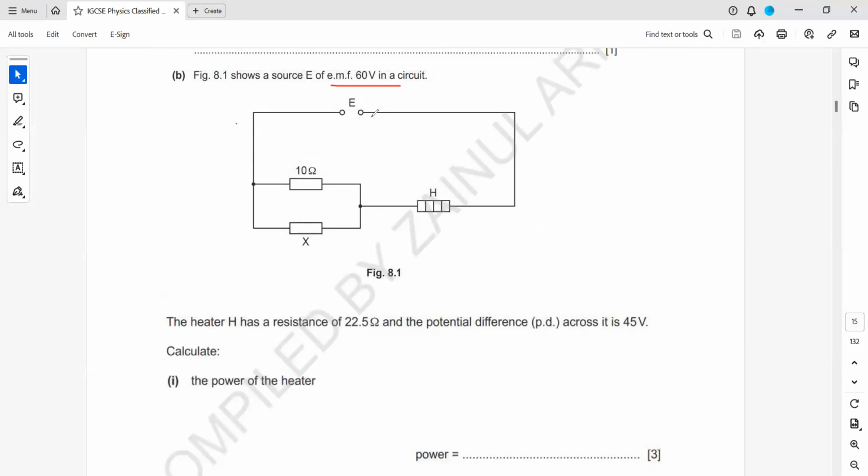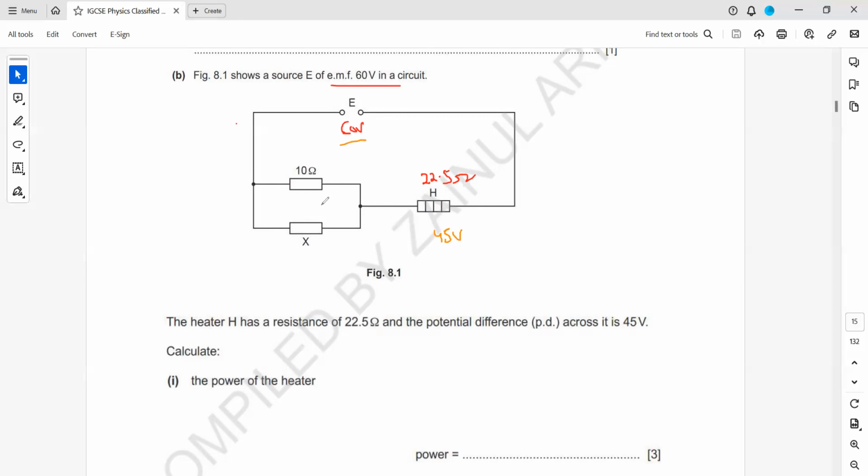Figure 8.1 shows an EMF 60 volt circuit. So E is 60 volts. A 10 ohm resistor is there, X, and H, where H is a heater with a resistance of 22.5 ohm. And the potential across the heater is 45. So if the potential is 45, how much voltage will be here? If total is 60, this is 45.